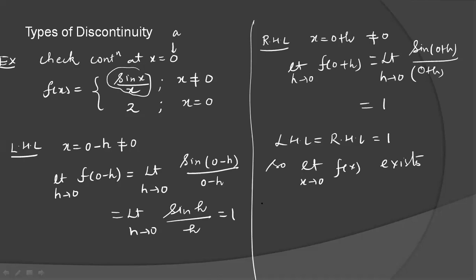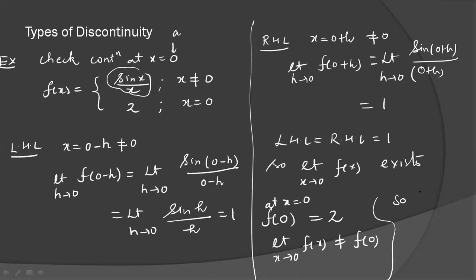Now we have to see the value of the function at x equal to 0. At x equal to 0, the value of the function is 2. Means limit x tending to 0, f of x is not equal to f of 0. So the function is discontinuous at x equal to 0.